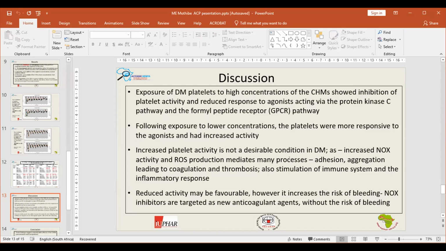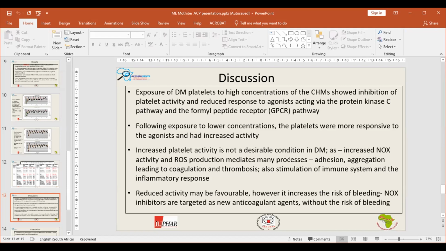If we get back to the condition itself, diabetes mellitus, increased platelet activity is not a desirable state. So activation of the NADPH oxidase system and the subsequent release of reactive oxygen species would be an unwanted effect of these herbal medicines. Because activation of the NOX system, of this enzyme system, mediates processes such as adhesion, recruitment and aggregation of platelets, all of which would lead to coagulation and thrombosis. They would also lead to activation of platelets within the immune system and the inflammatory response.